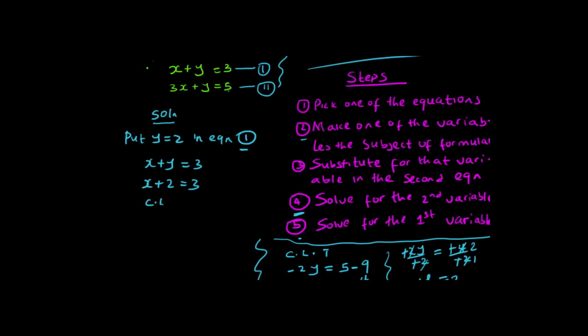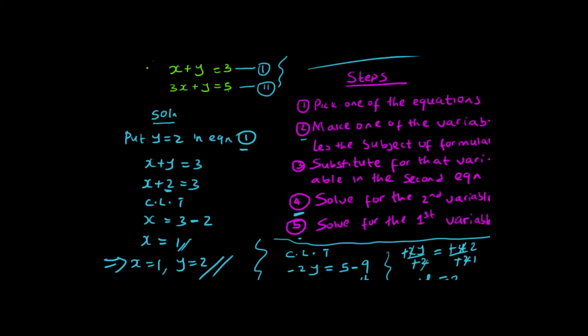Then collect like terms. x equals to 3. What's the sign of 2 here? Plus. When it crosses the equals to sign, it becomes minus. So x equals to 3 minus 2 is what? 1. Which implies that x equals to 1, y equals to 2. This is my final answer. I hope you understand it.